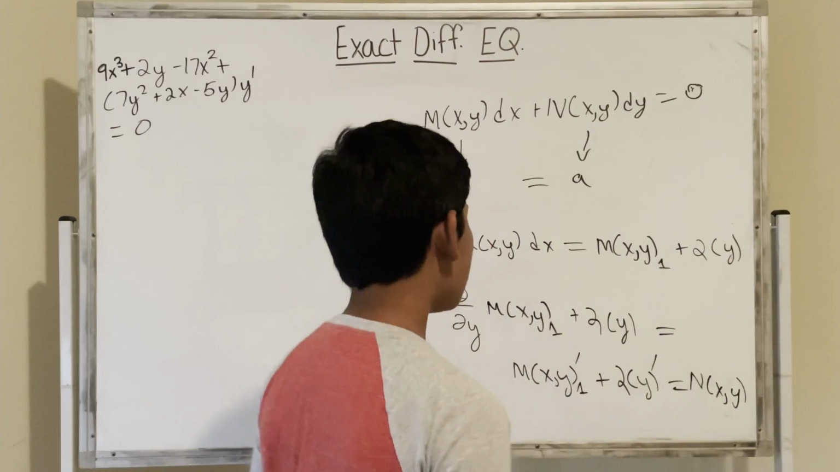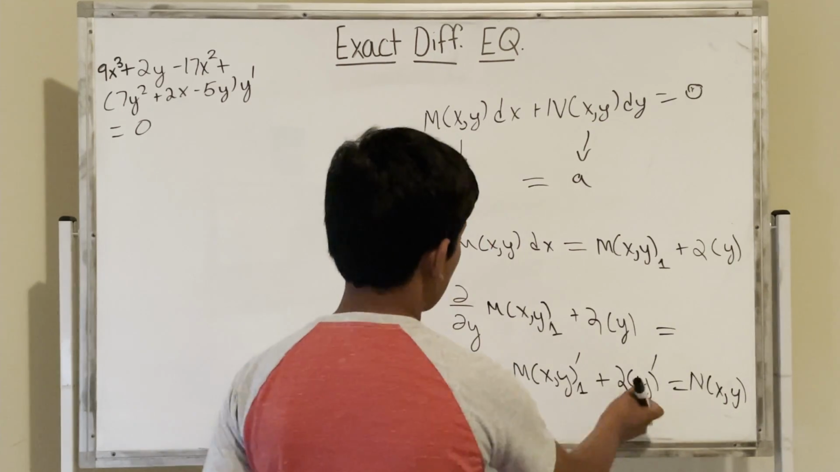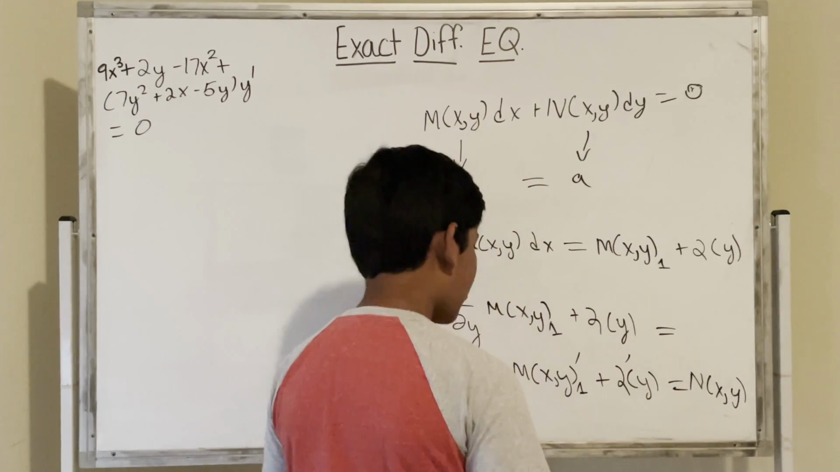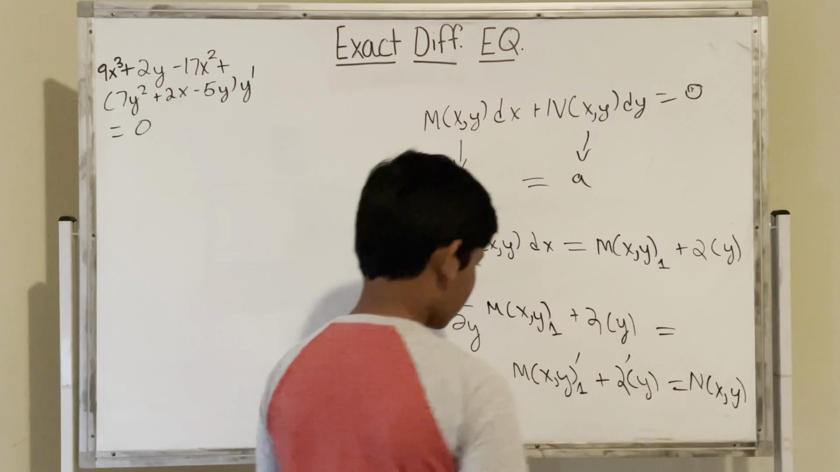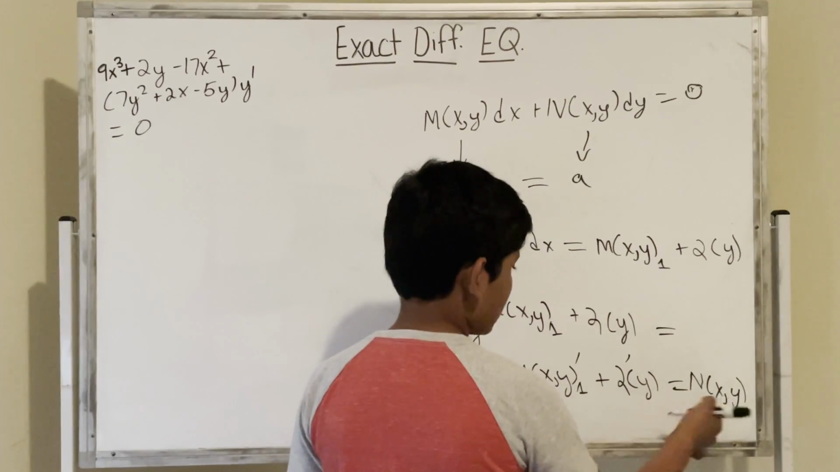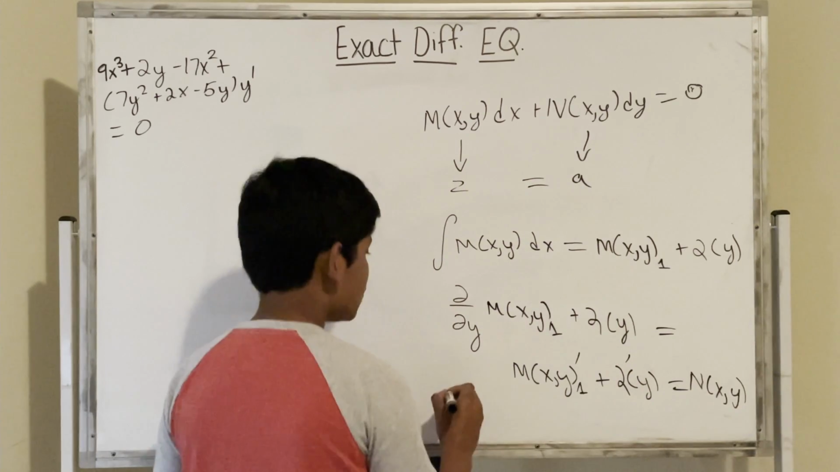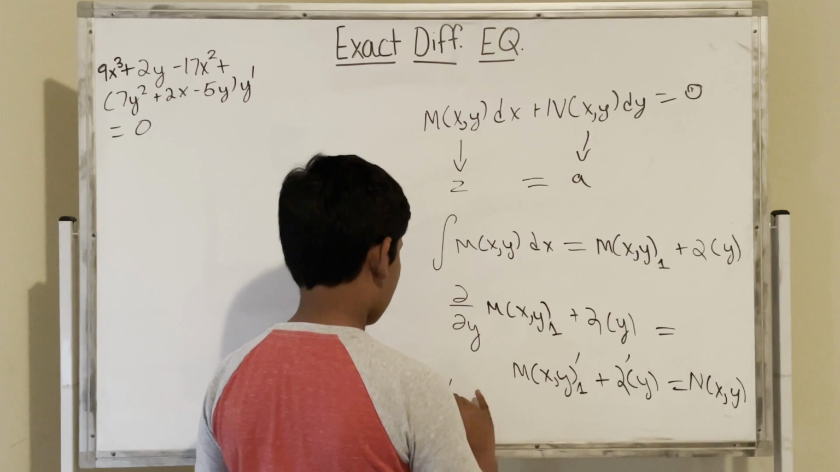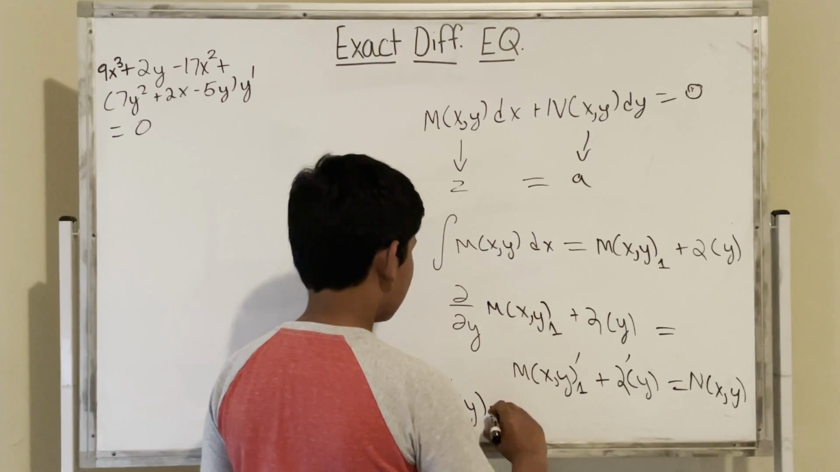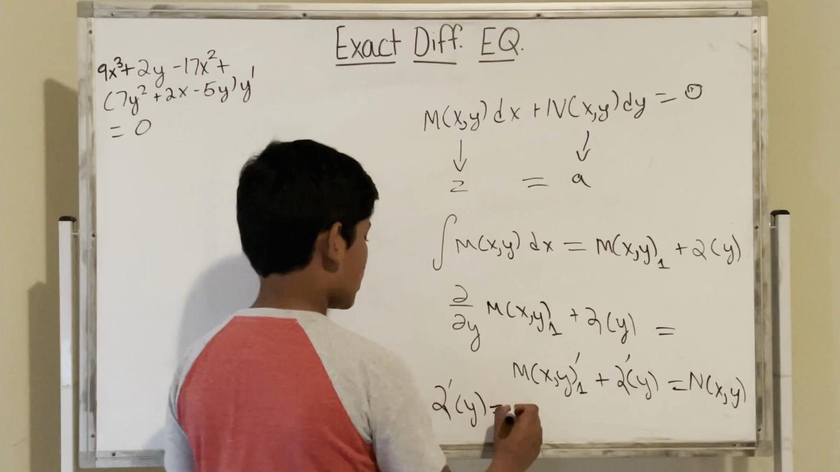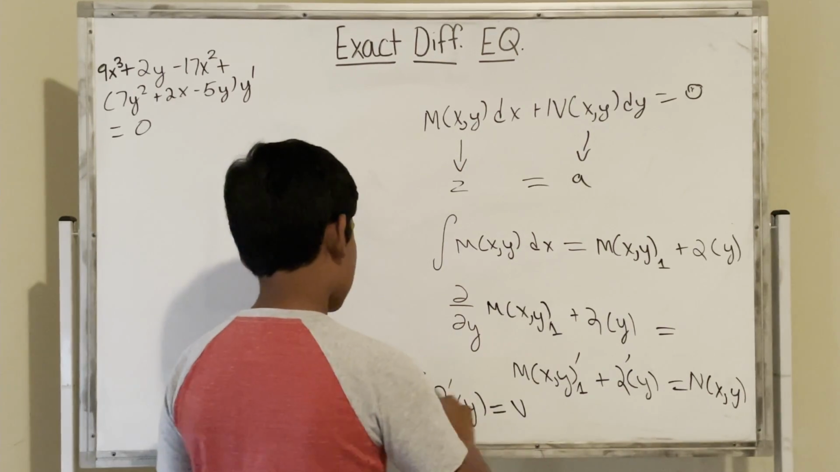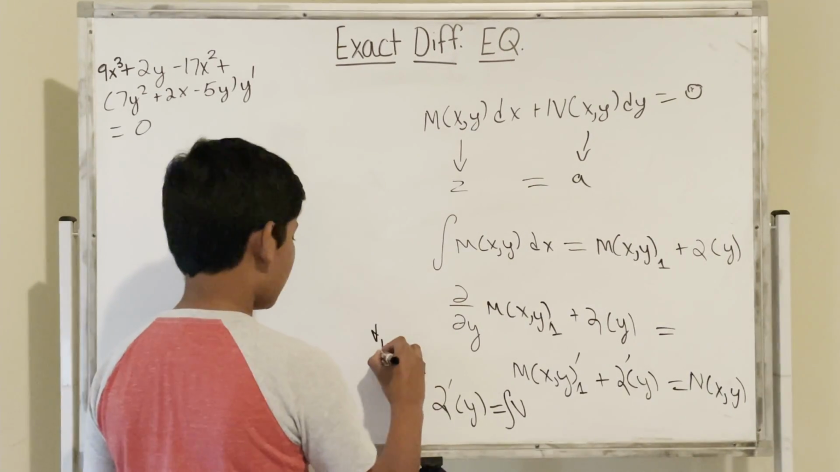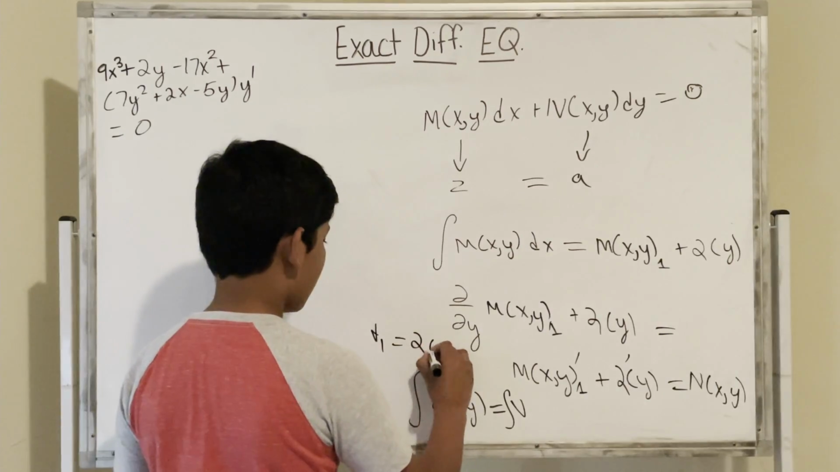So now what we're going to do is solve for phi prime of y. So we can write it like this, phi prime of y. Right now, just solve for phi prime of y. So we get phi prime of y must be equal to some value, and we can write v for the value. We integrate this, and we can write v sub 1. So v sub 1 must be equal to phi of y.